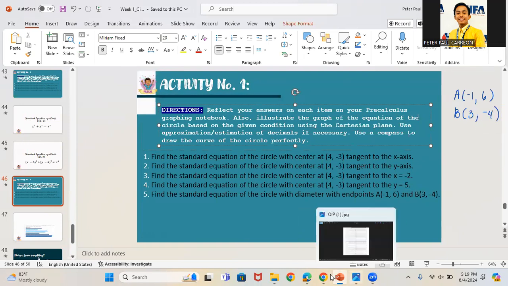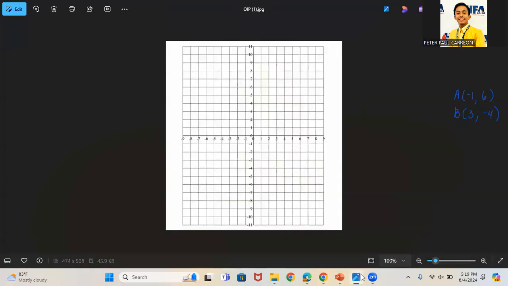So first, I think we need to illustrate it using our Cartesian plane. So let's label first our axis through the use of the arrowhead. So this is the y-axis and this is the x-axis. So let's use these coordinates. For point A, we have -1, 6. So here, this is one of the endpoints of the diameter. And we also have 3, -4.